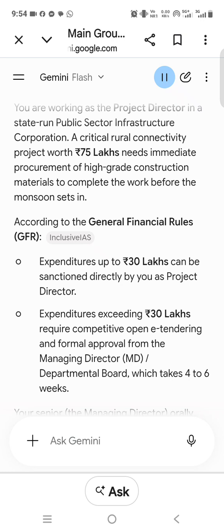Option B. Immediately freeze all MGNREGA fund allocations across the entire district and suspend all block-level staff. Pros. Demonstrates strong zero tolerance against corruption, prevents immediate financial leakage. Cons. Disproportionate response, denies immediate wage livelihoods to thousands of genuine, poor villagers, causes administrative paralysis without due process.